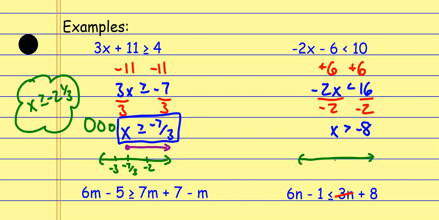And now I can graph this thing. Ready? Negative 8 in the middle. Going this way would be negative 9. Going this way would be negative 7.